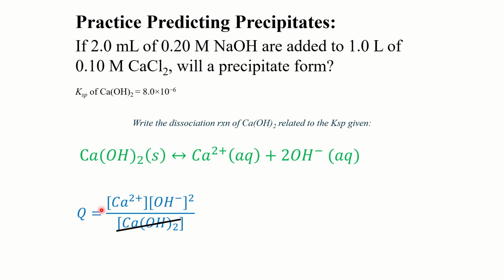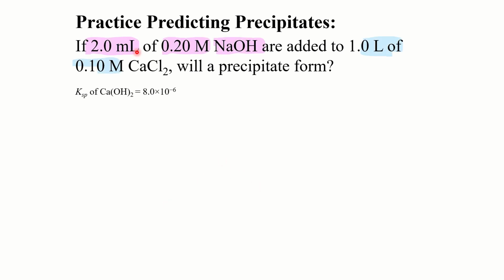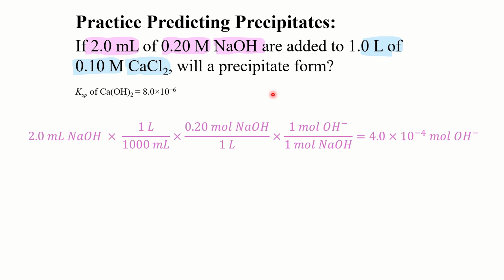So our Q expression here would be simply the concentration of Ca2+ times the concentration of OH- squared. Next, what you can do is use the given volumes and concentrations to determine the concentration of the Ca2+ and the OH-. So we've got 2 milliliters of sodium hydroxide and 1 liter of calcium chloride.